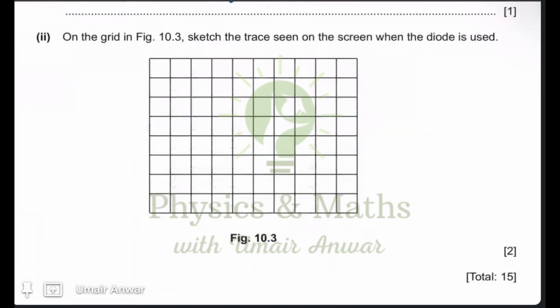So I'm showing it here. The trace would be like this, then it would become zero. Again, there would be a positive cycle after this. After this, there would be again negative half cycle, which would not be allowed to pass through because of the diode. And this would be the final positive half cycle. So this is how the waveform is going to change.